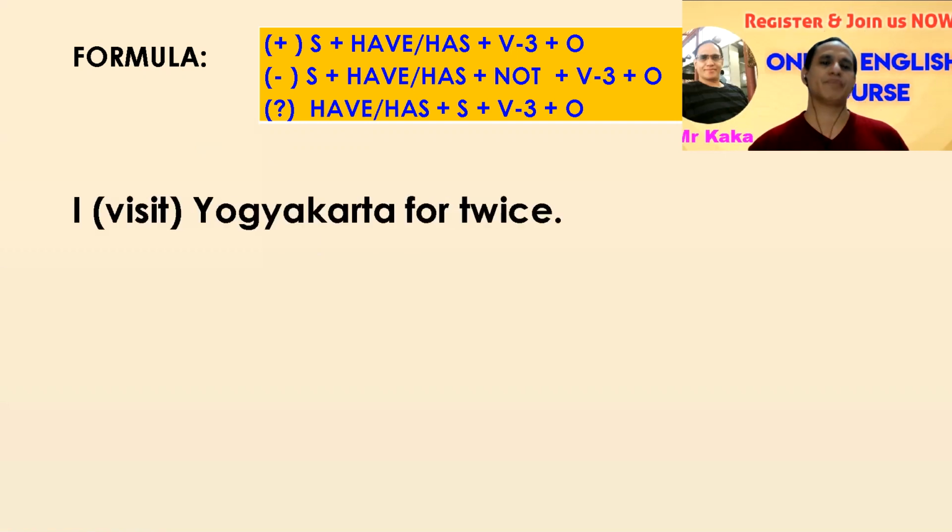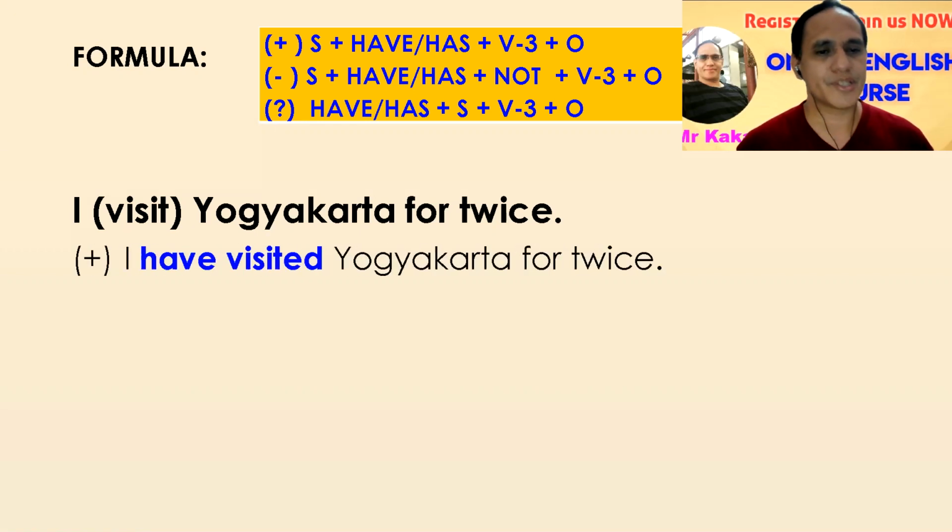Okay, have a look at the example. I visit Yogyakarta for twice. Saya mengunjungi Yogyakarta selama 2 kali. Have a look at the positive form. If you want to change this sentence into the positive form of simple present perfect tense, it will be: I have visited Yogyakarta for twice. Ya, saya sudah mengunjungi Yogyakarta sebanyak 2 kali. Jadi 2 kali Anda sudah mengunjungi Yogyakarta.